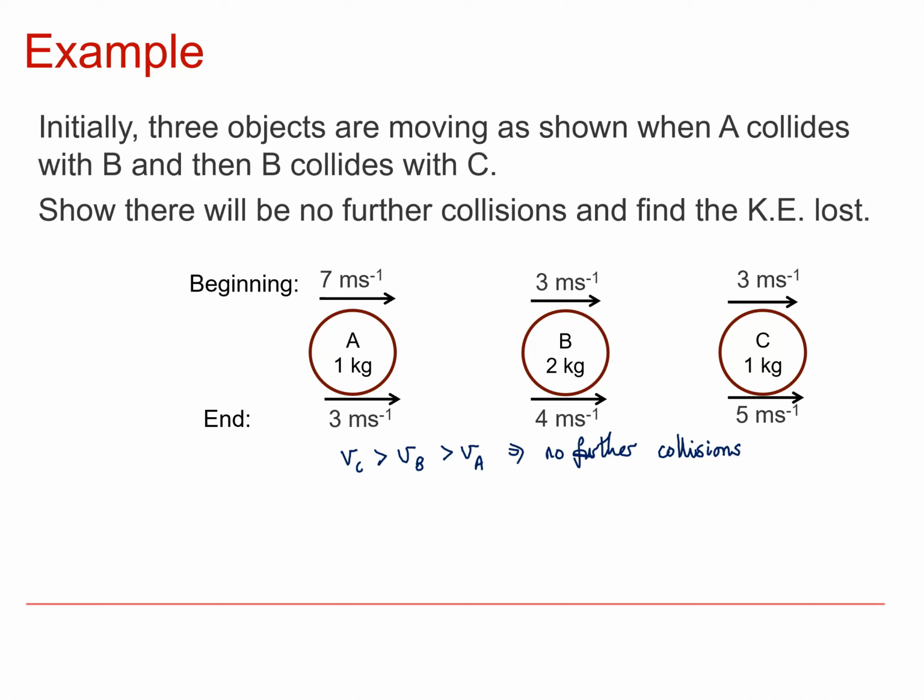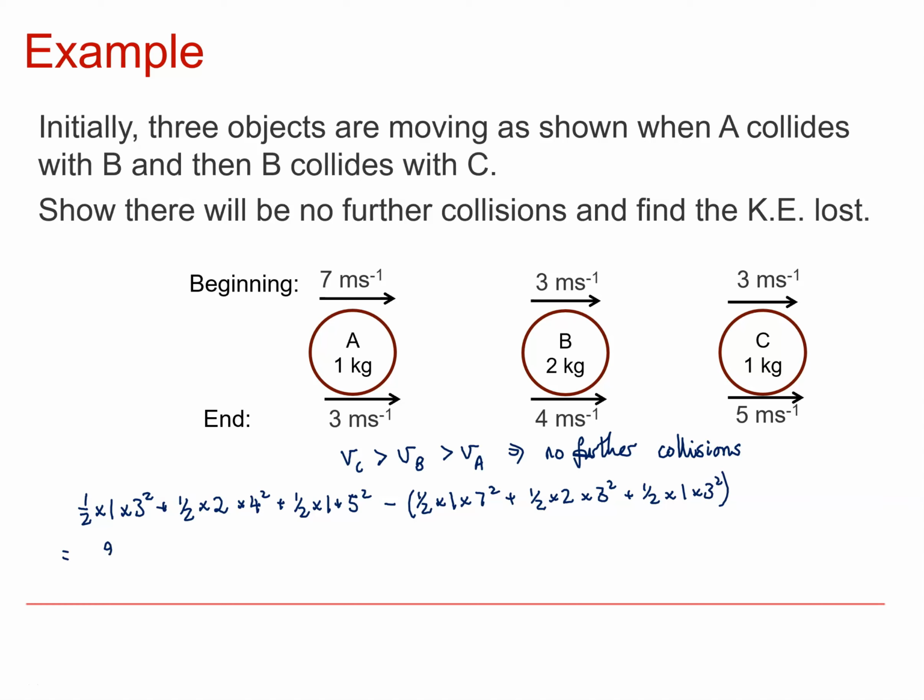We're also asked to consider the change in kinetic energy, so that's half mv squared. If we look at the kinetic energy at the end, we've got a half times 1 times 3 squared, plus a half times 2 times 4 squared, plus a half times 1 times 5 squared. And we want to subtract from that the initial kinetic energy, which is a half times 1 times 7 squared, plus a half times 2 times 3 squared, plus a half times 1 times 3 squared.